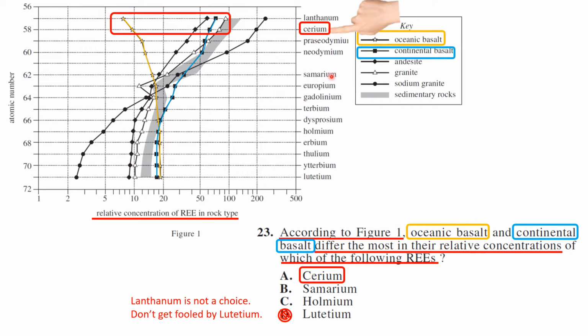So you see samarium here, and you see holmium is here, and they're not further apart in any of those spots. So cerium has to be the correct one because lanthanum is not a choice. So your answer is A.